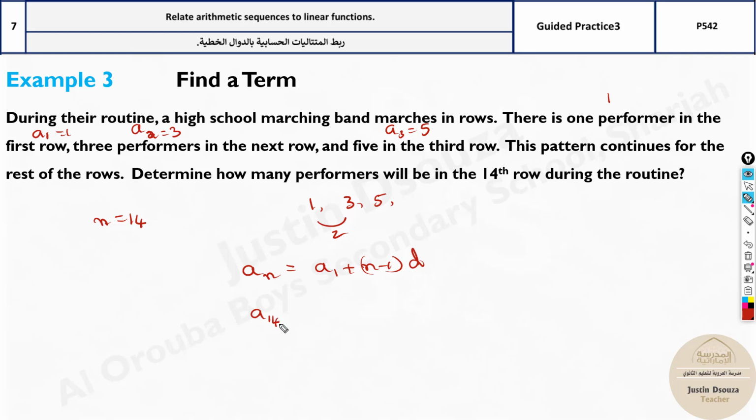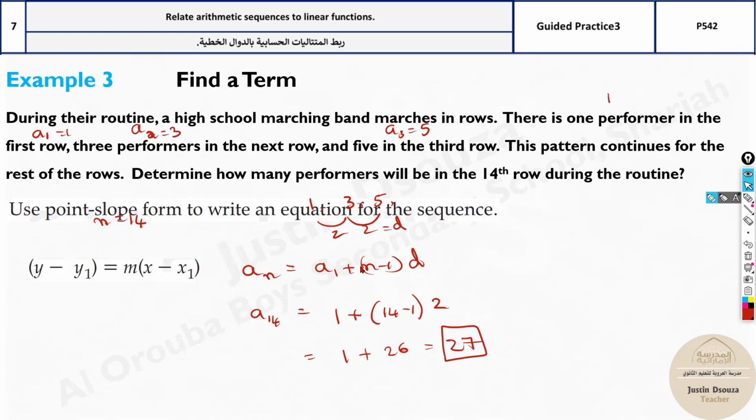Now the 14th term will be the first term, that is 1 plus 14 minus 1 times d. What is d? That's the difference, that is equal to d. You just put this in the formula and you can get the answer. It'll be 1 plus 13 times 2, which is 26. The answer is 27. Use the calculator here. The final answer must be 27.